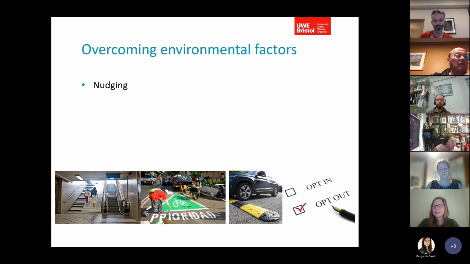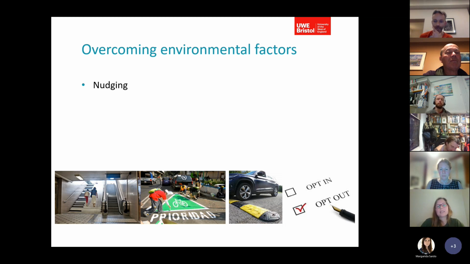And then you've got examples of, say, like guerrilla cycle lanes that happened during lockdown, and now some of them have been made permanent. And then you've got on the right hand side speed bump and opting out of, say, green energy. So if the opting out is the default, then it's more likely that you're going to get people to just go straight for green energy.